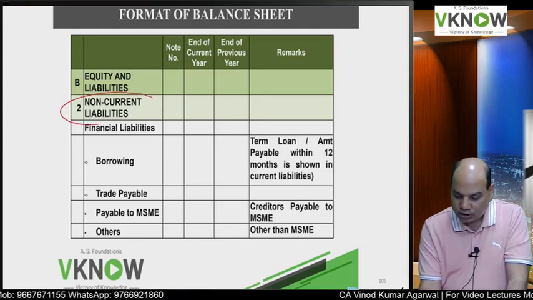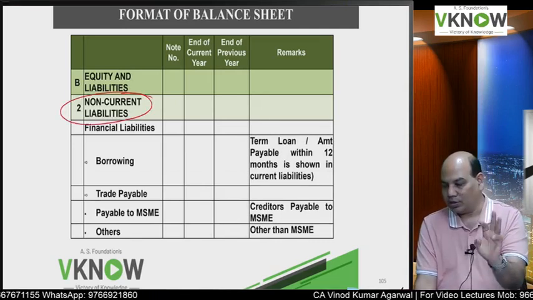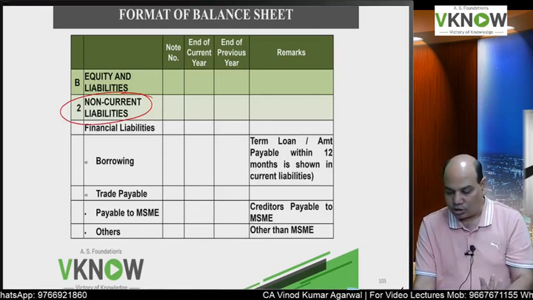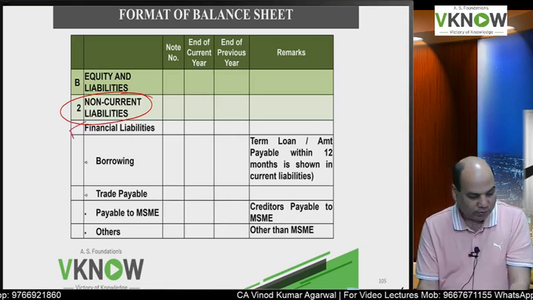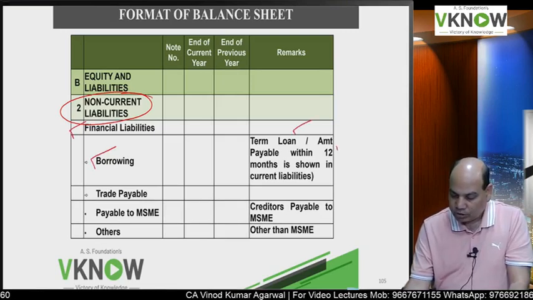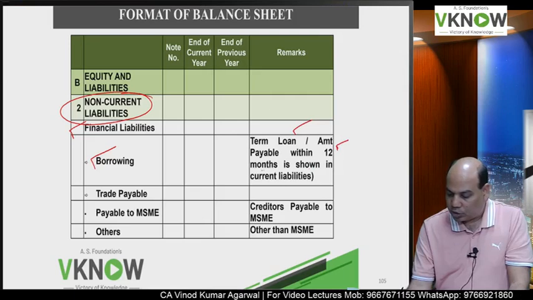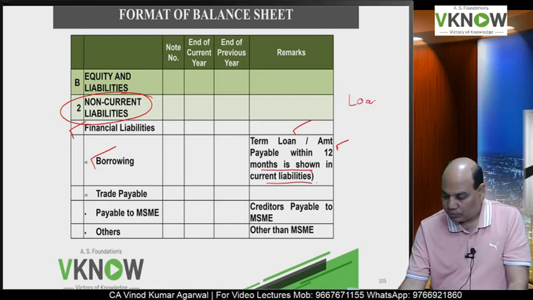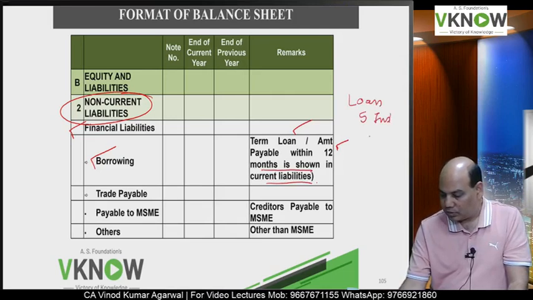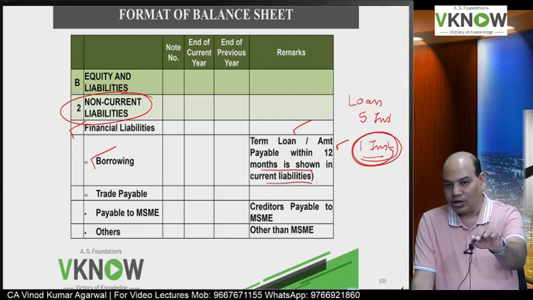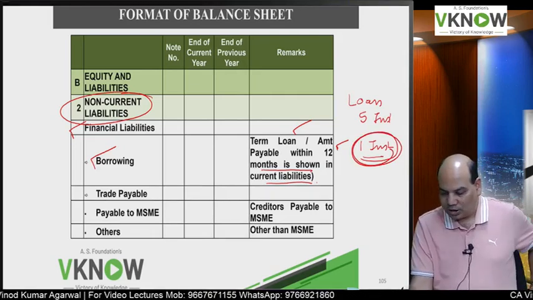Then we will show non-current liabilities. The liability side has three items: equity, non-current liability, current liability. And under non-current liability, the first item is financial liability. Under that, borrowing, for example term loan. Then the amount which is payable within 12 months will be shown as current liability. Suppose you have to pay a loan in 5 installments. One installment is payable next year. So this one installment amount will go to current liability, and the remaining 4 will come in non-current liability.